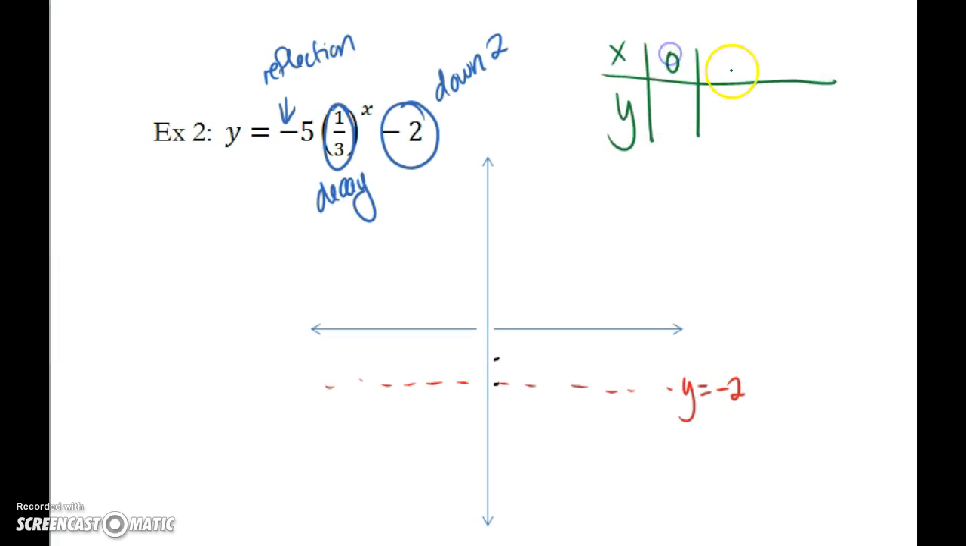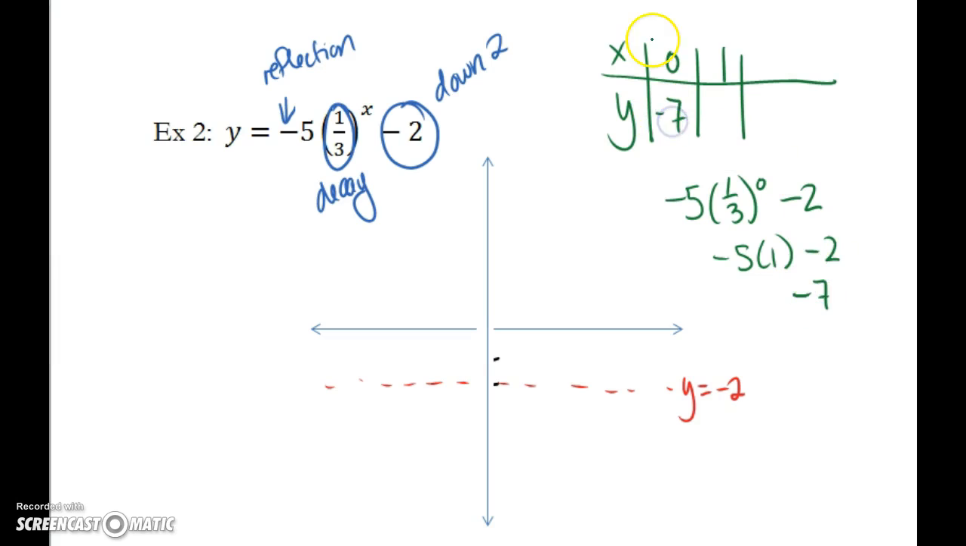Let's put some points in our xy table to get our graph. Let's suppose we pick 0, and let's just pick 1. If we pick 0, -5 times 1/3 to the 0 minus 2 is -5 times 1 minus 2, so -7. 0, -7 is a point on the graph. 1, 2, 3, 4, 5, 6, 7, which makes sense. All of our points should lie below our asymptote because of the negative.